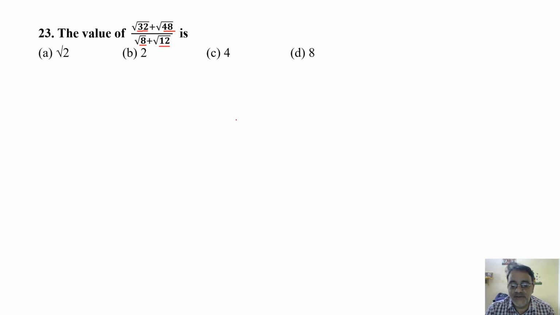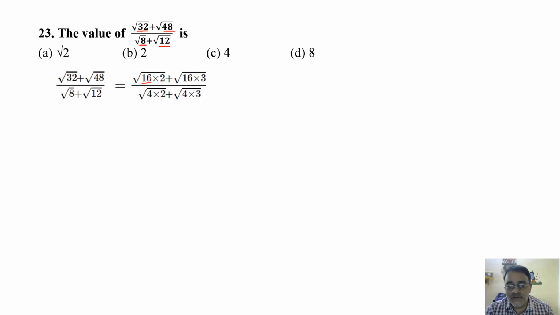And 12 we can write 4 into 3. अब ये square root of 16 हो जाएगा 4. तो this we can write 4 root 2. This we can write 4 root 3. And square root of 4 is 2. So this we can write 2 root 2 and this 2 root 3. This step is clear? Yes, sir.